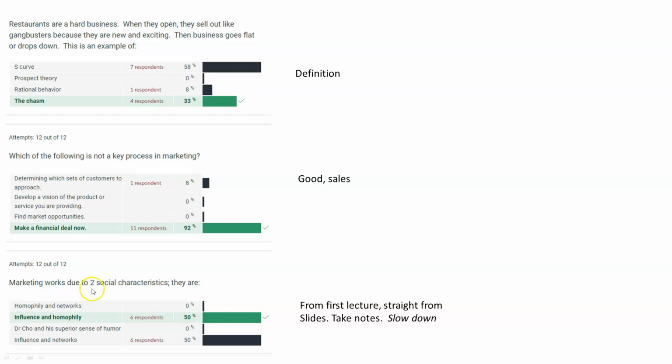Marketing works due to two social characteristics. They are, this goes back to the first lecture, influence and homophily. Although I think I would have given you credit if you put Dr. Cho in his superior sense of humor. The thing about influence and networks is that influence and homophily creates networks. So this is basically the characteristics, and this is a byproduct of what happens out of these characteristics.